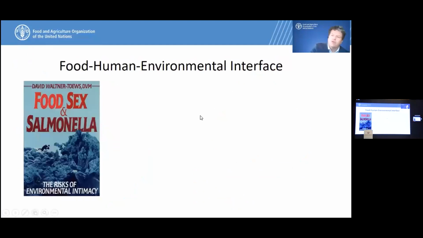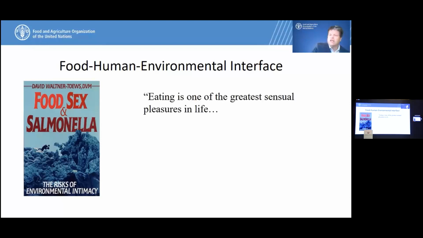Here's an example of how the environment is interconnected with human health, animal health, and food safety. I read a book many years ago while in vet school, I believe, and the title is obviously quite catchy, Food, Sex, and Salmonella. But the author, Dr. David Walters Toes, describes it as this.